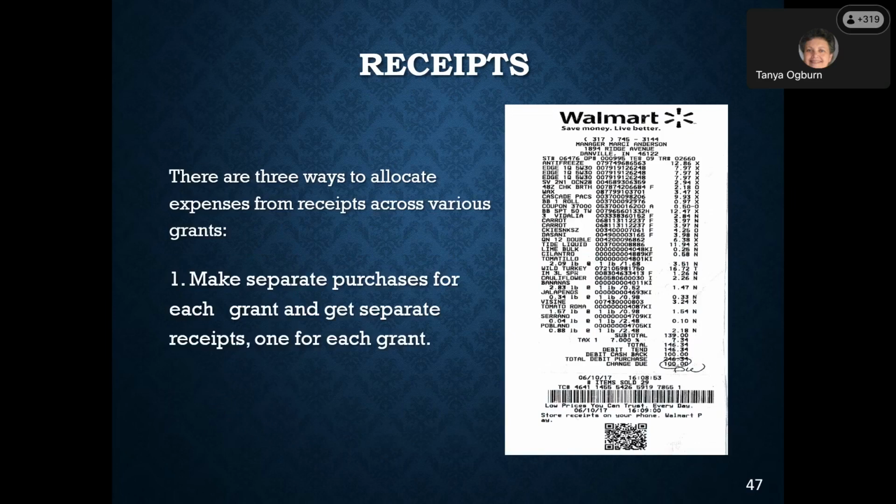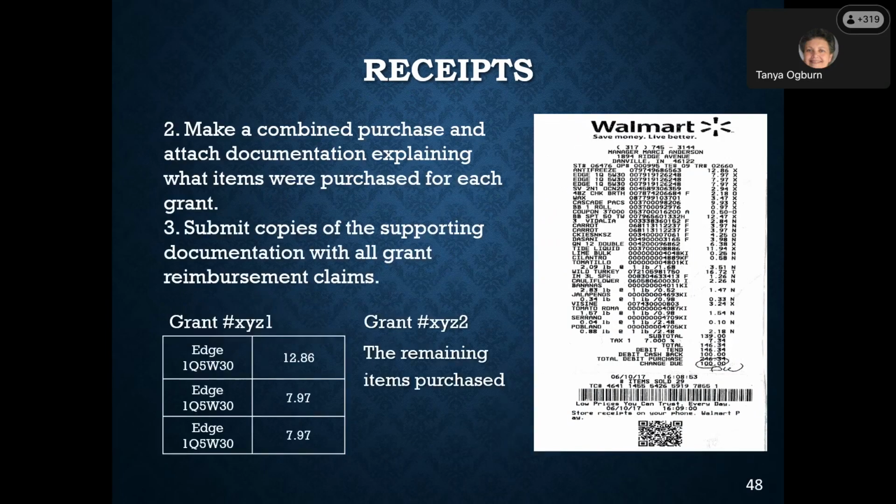There are 3 methods to divide up expenses from receipts between different grants. Make separate purchases for each grant and get a separate receipt for each grant, and this is the preferred method. Or you can make a combined purchase, attach the documentation explaining what items were purchased for each grant. Remember to submit a copy of the receipt for each grant. You can write the grant number beside each item on the receipt.